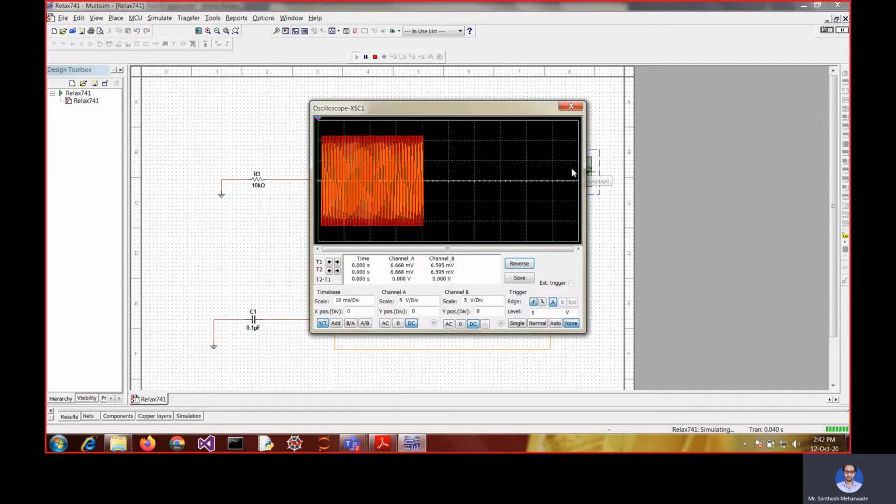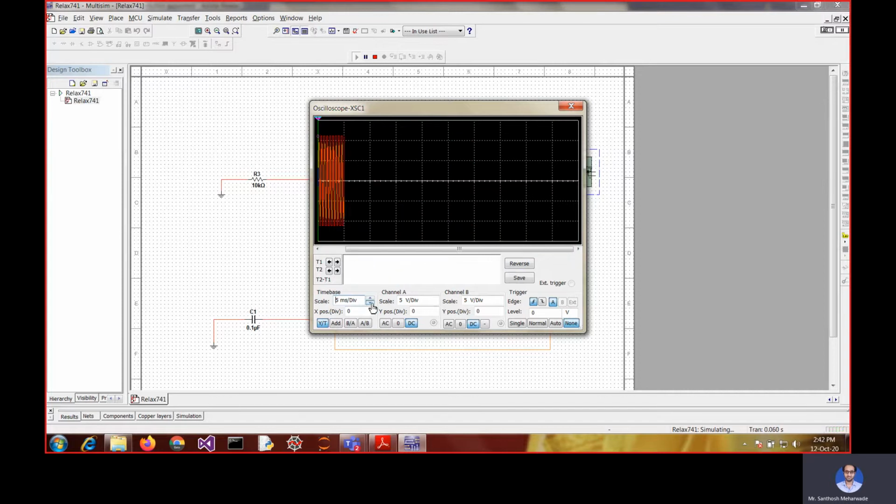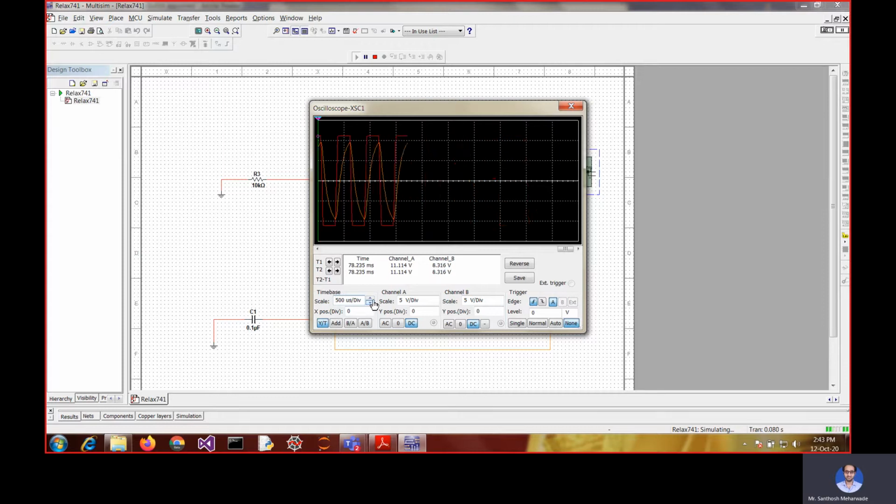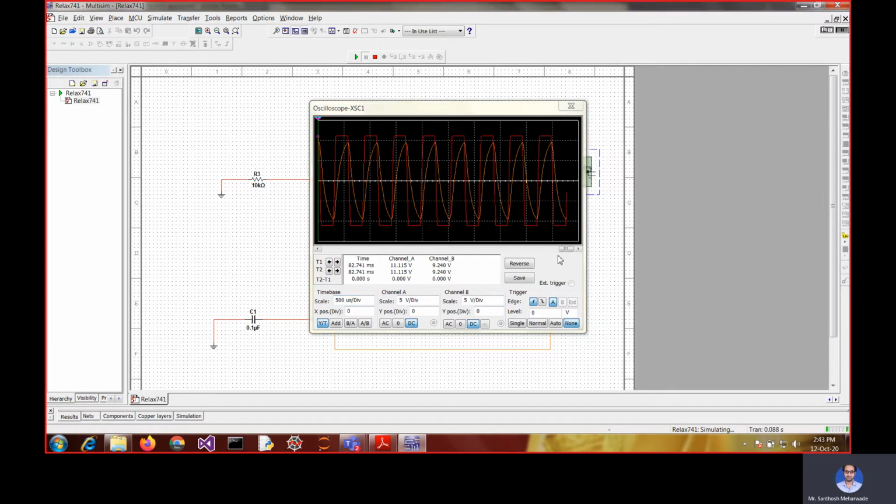So double click on this oscilloscope. You can see there is a continuous movement I can observe for 10 millisecond per division. So go lower, again lower. You can see the waveform is moving. Okay, let me stop this.